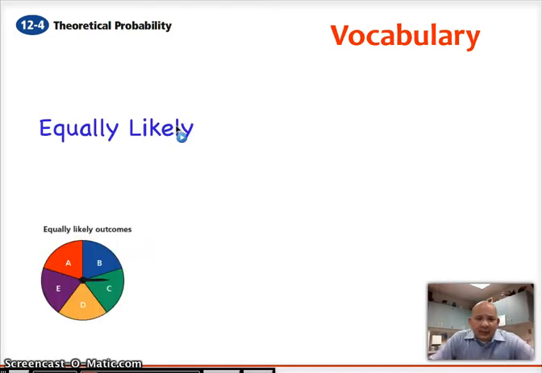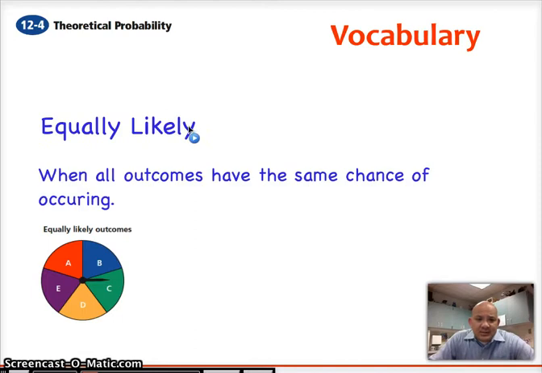Equally likely. Equally likely's definition is when all outcomes have the same chance of occurring. Now this can occur, oh my goodness, isn't there an R supposed to be here? Let's go ahead and put that in there. Looks like a V. Sorry. When all outcomes have the same chance of occurring.